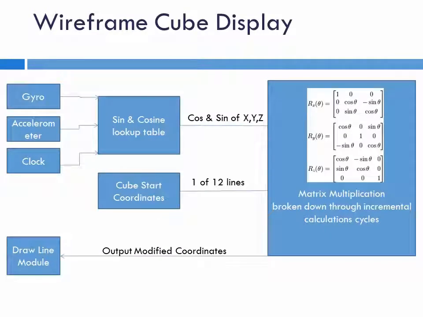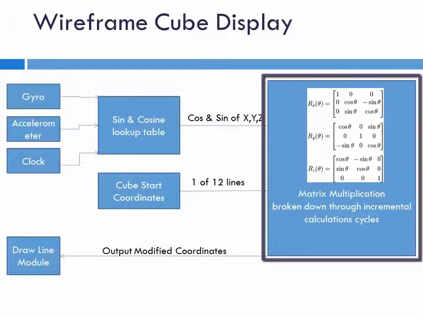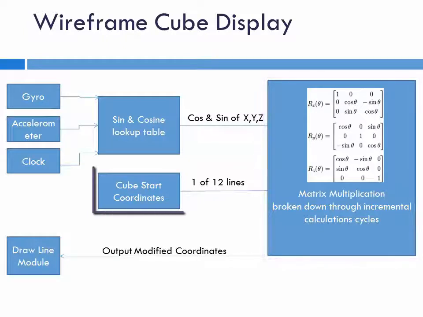Now, this is a top-level module outlook of the cube rendering module. The inputs will be gyroscope and accelerometer data. This will be fed into a sine and cosine table, and outputs will be put into the matrix multiplication table. Now we have a separate place where we store the 8 points of the cube. This module will output one of 12 lines and it will cycle through that. This is done in order to minimize the amount of calculations that the FPGA chip has to do. So this is limited again by how many slices we're able to utilize.